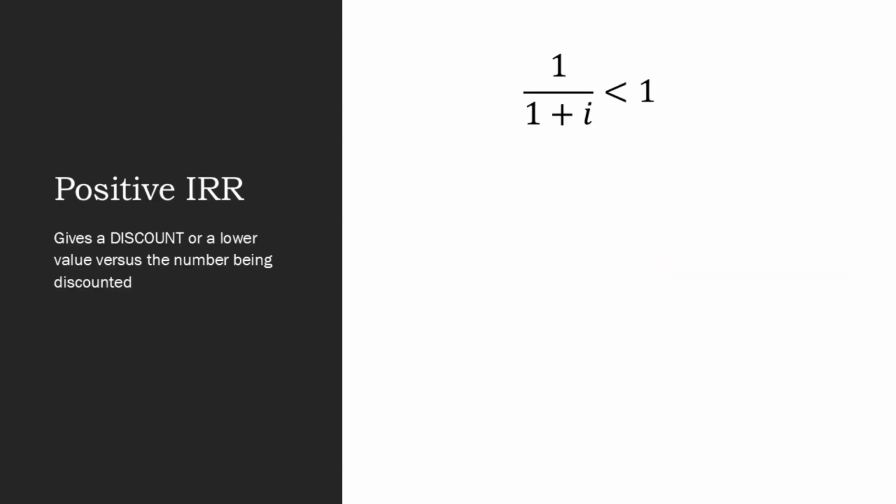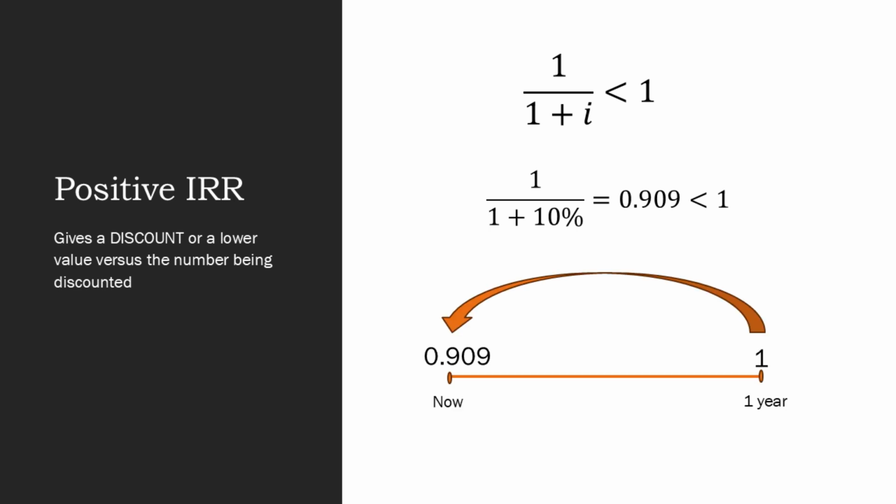Remember, with a positive IRR, the ratio 1 over 1 plus I is less than 1, so it produces a discount, a number lower than the number being discounted. For example, if you're discounting 1, then 1 over 1.1 equals 0.0909. That means an amount now is worth more in the future. An amount 0.909 now is worth 1 in a year's time. So that's what we mean when we say that it's a discount.